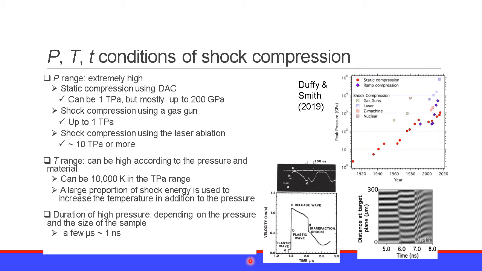The demerit of shock experiment is duration is very short. It depends on the pressure and the size of the sample. In the conventional gas gun experiment, the range of the high pressure is about few microseconds, but in the recent laser ablation experiment, its range is nanosecond or something like this.